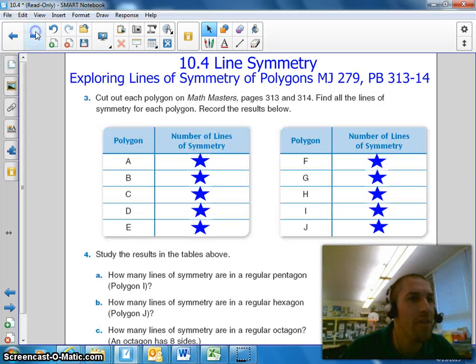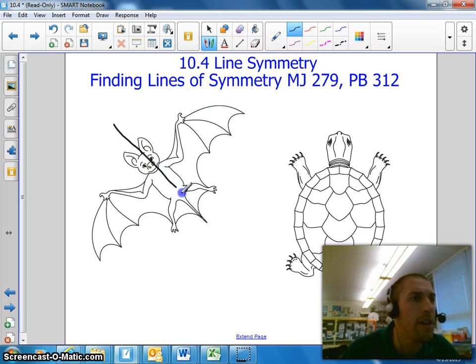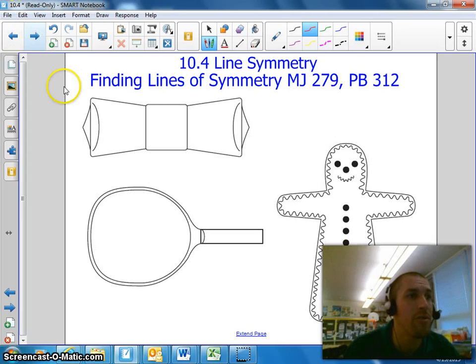Here are the pictures that you're going to do. Obviously, I think you would know that the line of symmetry here would be right through that. The line of symmetry here would be right there. Now, the line of symmetry would not be this one in red, because this half and this half are not equal. There's a head up here and there's a tail down here. Those are different, so those would not be lines of symmetry.